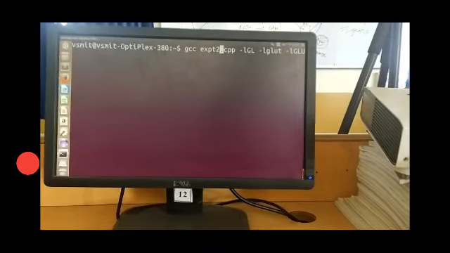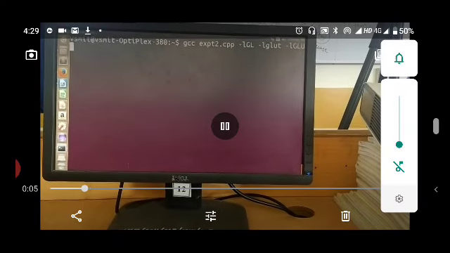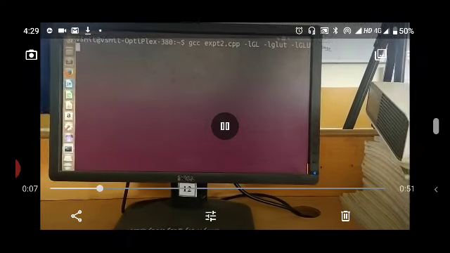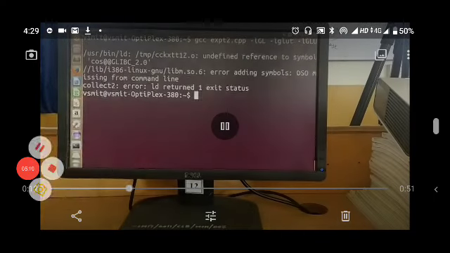After that, once you compile it, the next step, now you can see here there is an error.